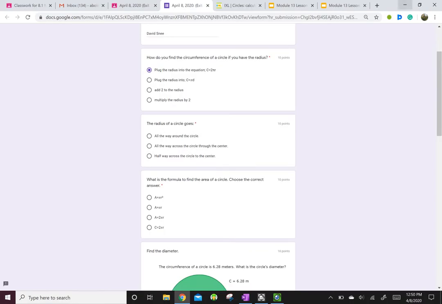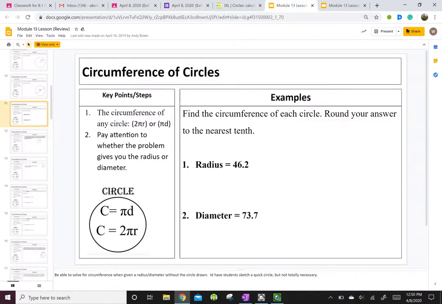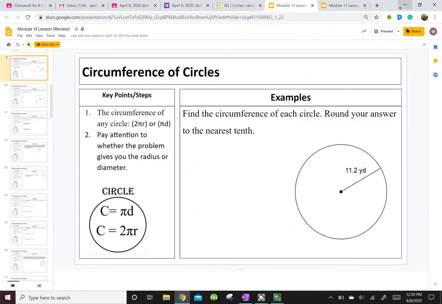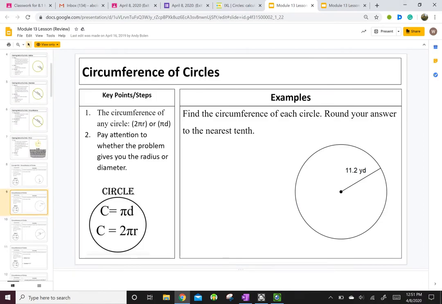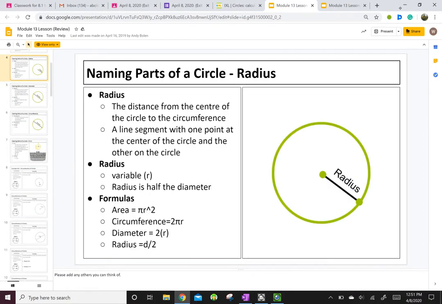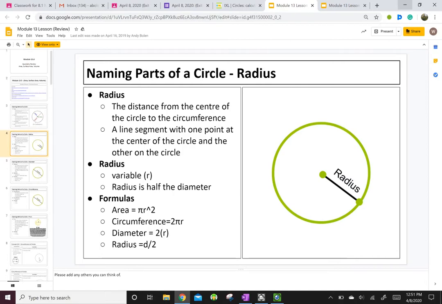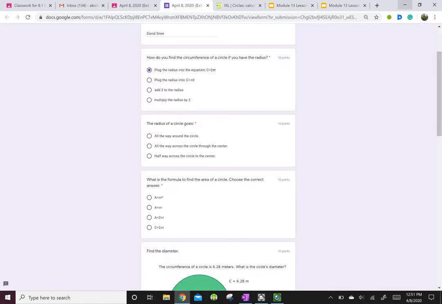And in number 3, you're just going to go in there. You're going to go back to your notes, and you're going to find, does the radius of a circle go all the way around the circle? Does it go across the circle through the center? Does it go halfway across the circle to the center? Go back in here. What's the radius? Okay. Look at your notes. How do you describe the radius? Which one of those is it?